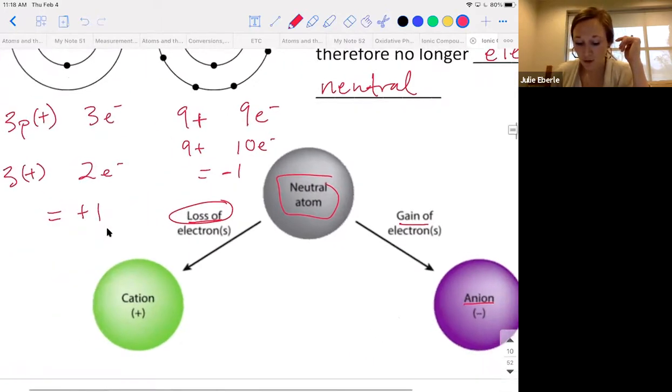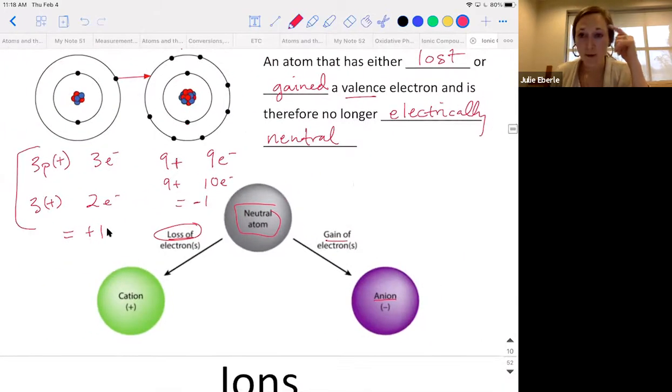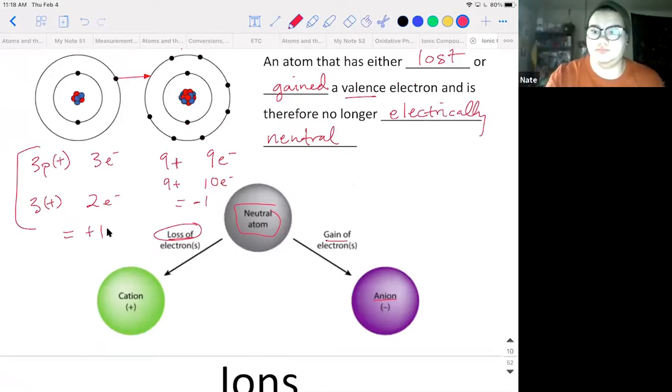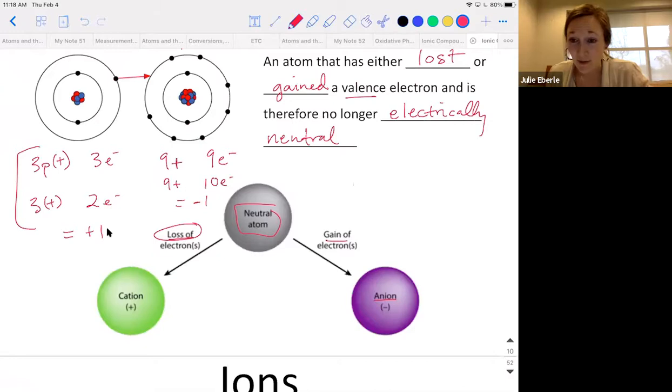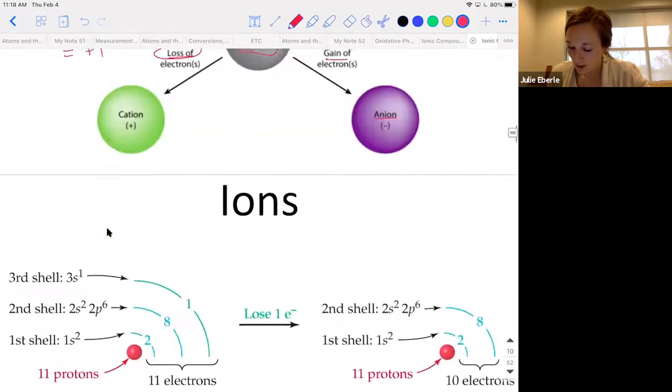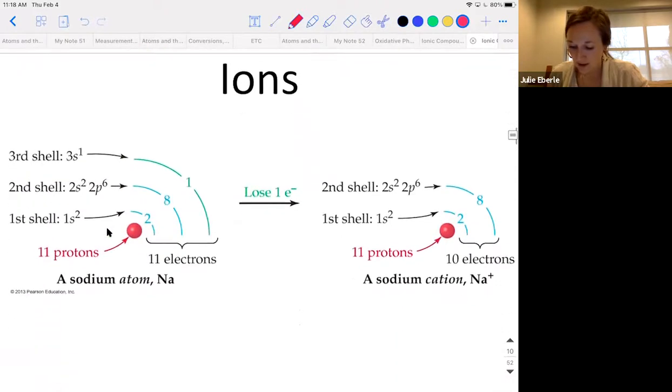But it all has to do with this simple kind of math that we're doing right here, the number of protons and electrons in the atom. This right here is key, okay? For everything we're leading up to, if you can do this, this is key to know how to predict the charges on ions, all right?